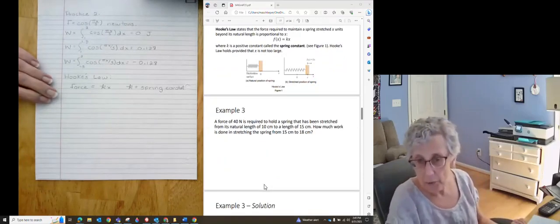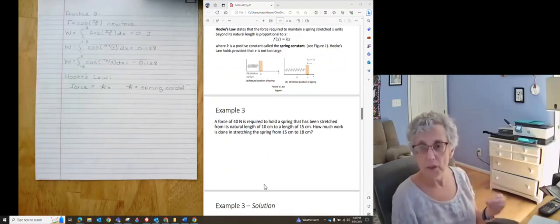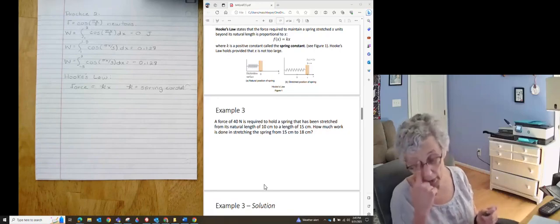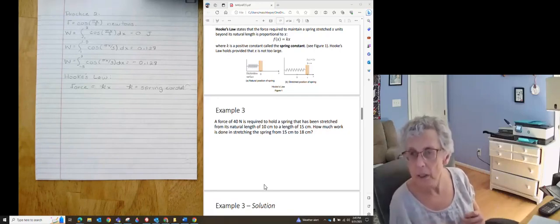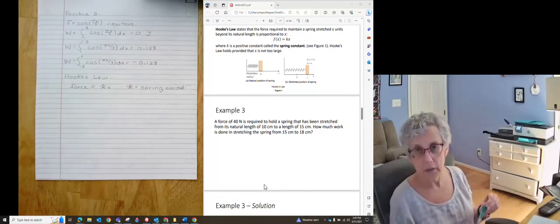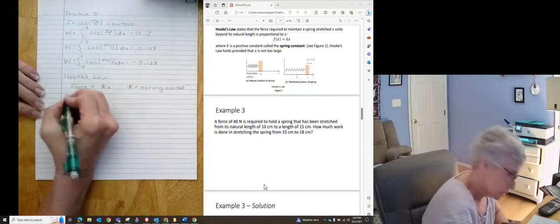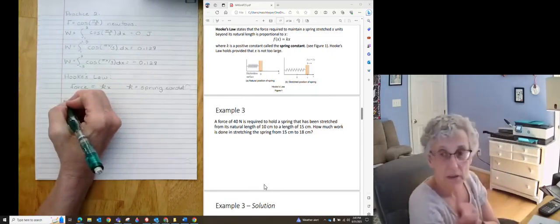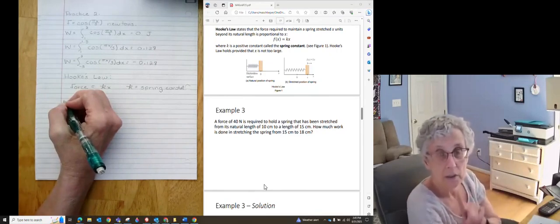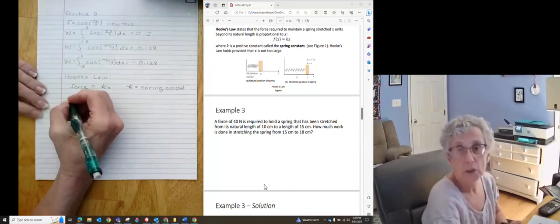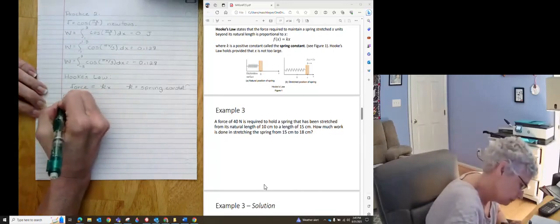So example 3, a force of 40 newtons is required to hold a spring that has been stretched from its natural length of 10 centimeters to a length of 15 centimeters. Centimeters. Remember what newtons are. Newtons deal in meters. Joules deal in meters. So we need to convert this to meters.